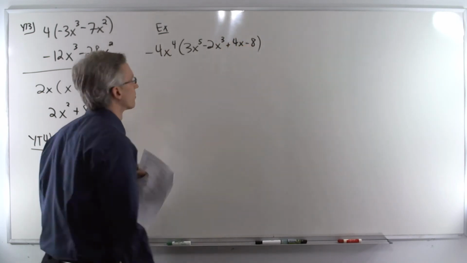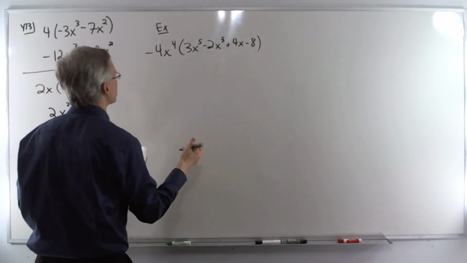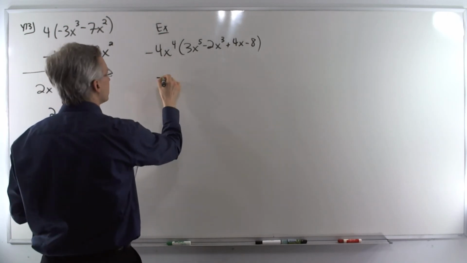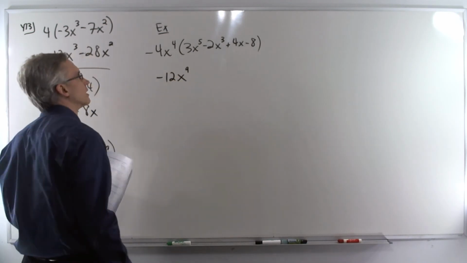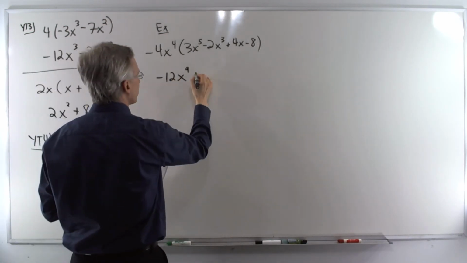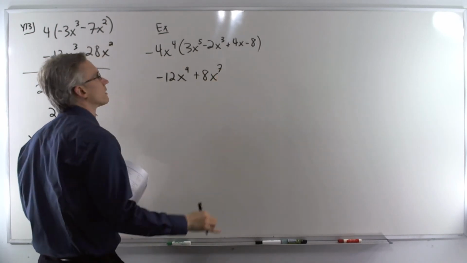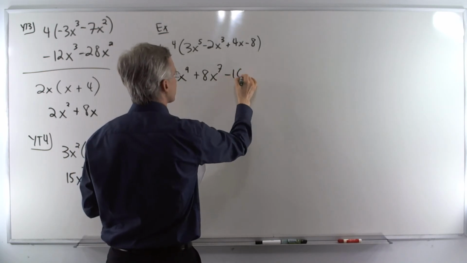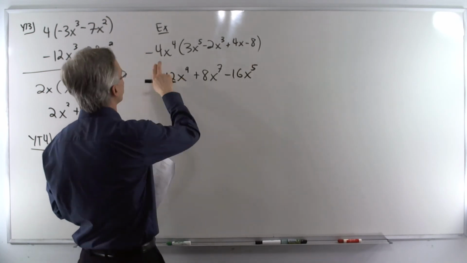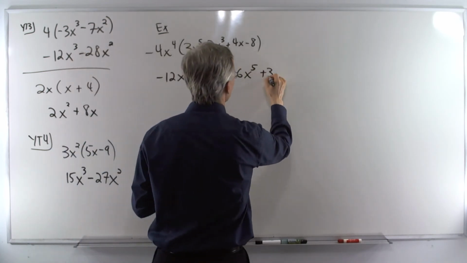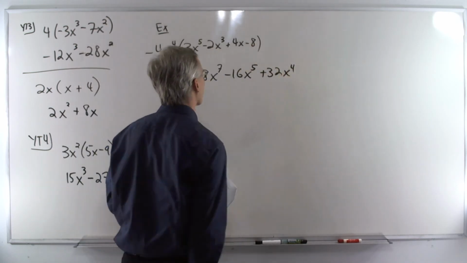So our polynomials inside the parentheses can have any number of terms, so we're going to do 1 multiplication for each term. So 4 multiplications here. Our negative 4 times 3 is negative 12. X to the 4th times x to the 5th. Add those exponents together to get x to the 9th. All right, next one. Negative 4 times negative 2 is positive 8. X to the 4th times x to the 3rd is x to the 7th. Next one, negative 4 times positive 4 is negative 16. X to the 4th times x is x to the 5th. And finally, negative 4 times negative 8 is positive 32. And x to the 4th, and no variable part here, so we just keep that x to the 4th.